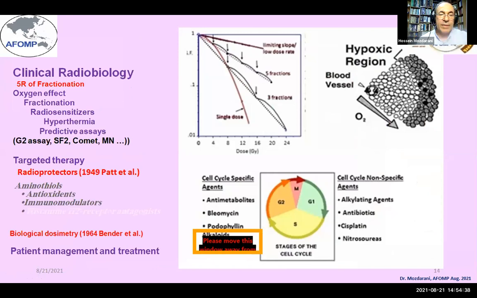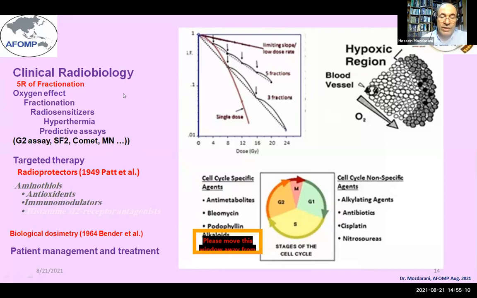Inherent radiosensitivity is another factor to be considered. At clinical level, observation is different from normal tissues and at cellular level. Fractionation used in routine radiotherapy leads to the 5 Rs, that is reoxygenation of hypoxic cells, redistribution of cells in the cell cycle, repair of sublethal damage, repopulation of tumor cells after irradiation, and also radiosensitivity of tumor tissues.